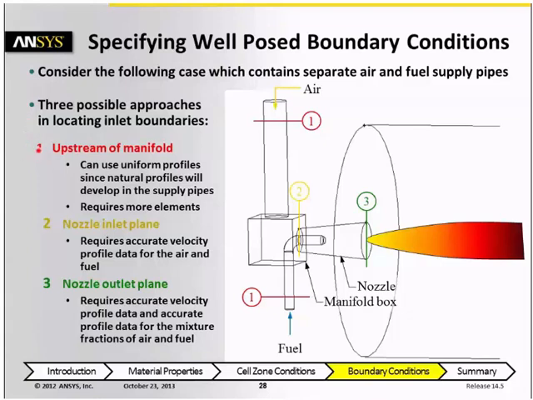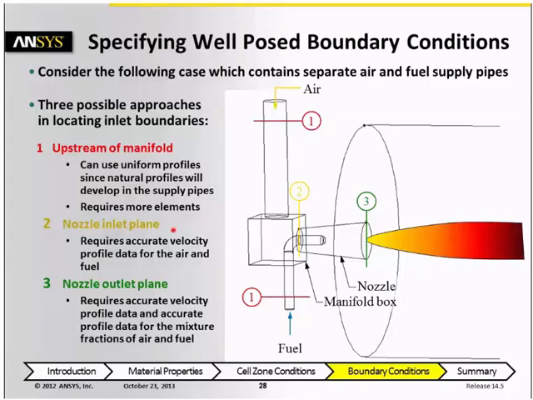The first location, which is shown in red, is to put the boundaries upstream of the manifold and upstream of the nozzle. The advantage of doing this is that the air and fuel streams are separate, and you can also use uniform profiles for velocity and turbulence, because the velocity and turbulence profiles will develop naturally as the solution is solved in the supply pipes. One thing to consider about this boundary location is that, because these are located further away from the area of interest, which is the combustion, more cells might be required in the computational mesh.